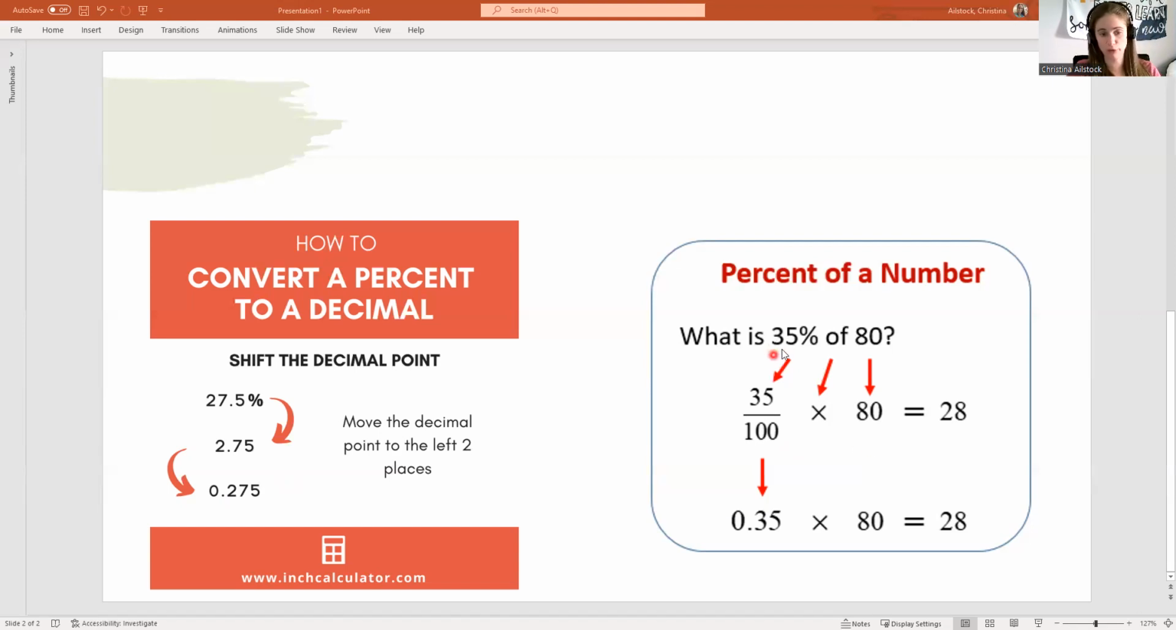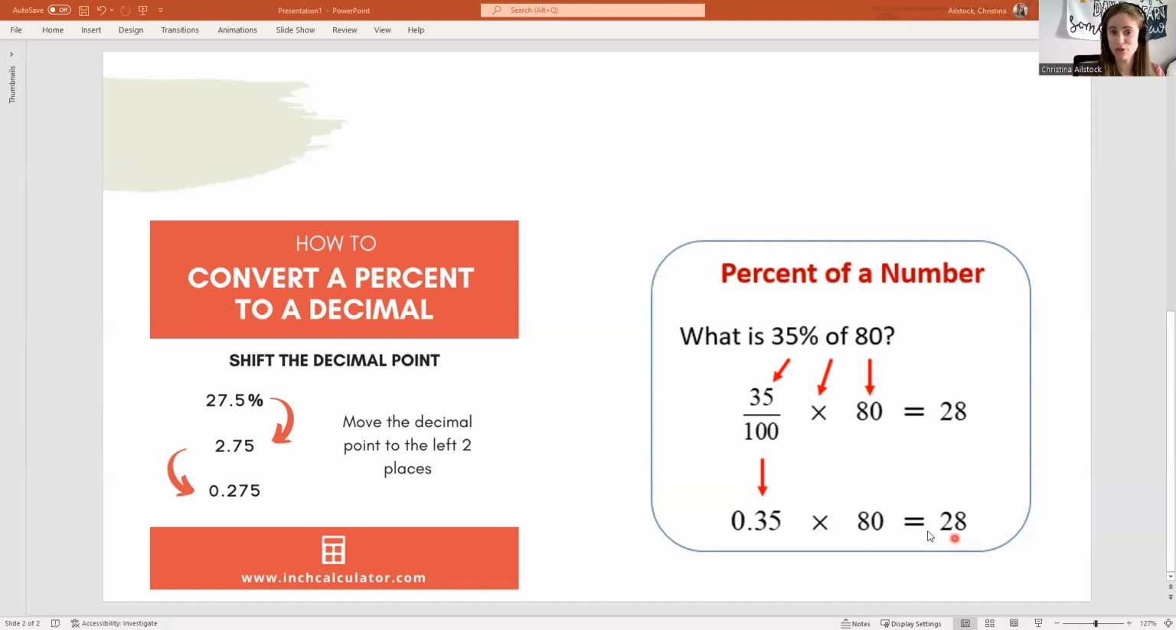So we can see here the first step is they took that 35% and they divided by 100. Another way to do that is move the decimal point two places to the left to convert the percentage to a decimal. Here we have 0 and 35 hundredths. Then you multiply that by whatever you're trying to find the percent of, which would be 80, giving us the answer of 28. So 35% of 80 would be 28.